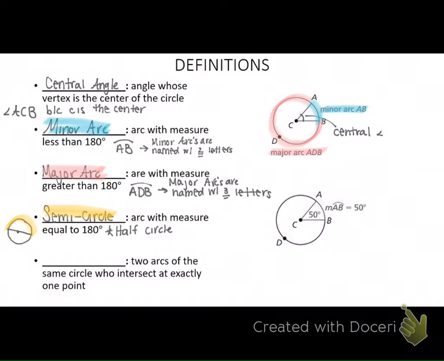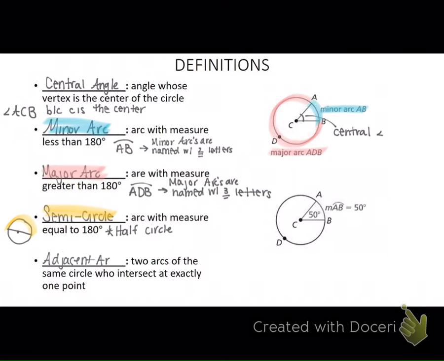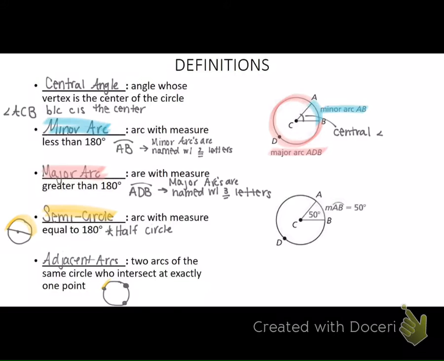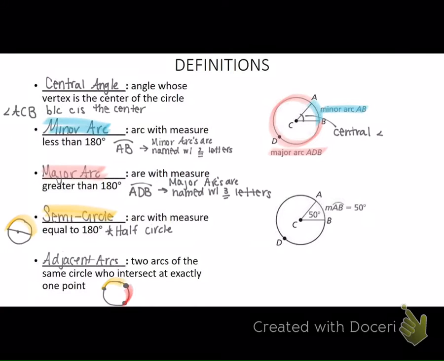Two arcs of the same circle that intersect at exactly one point are called adjacent arcs, because adjacent means next to. So if I were to draw a picture, and if they share an endpoint, like this one shares this endpoint and this one also shares it, these two are adjacent to each other because they are sharing this endpoint here. They are right next to each other.